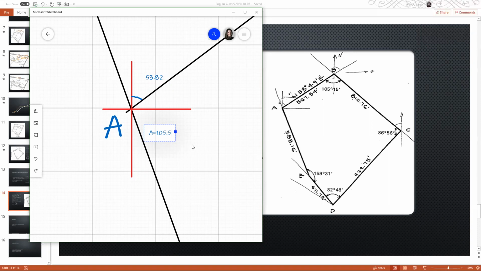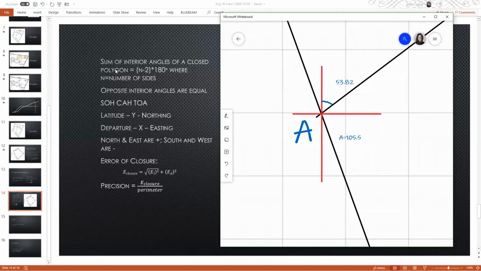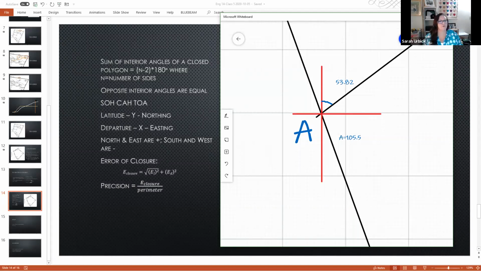Just add them all up. And what would be our goal? What are we expecting? Three times 180. Okay. 540. Okay, so 540 is what we're looking for. So we want to add up all those angles and make sure that we've got the right numbers, right?